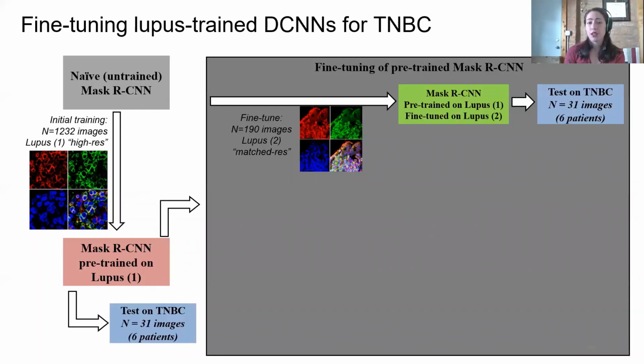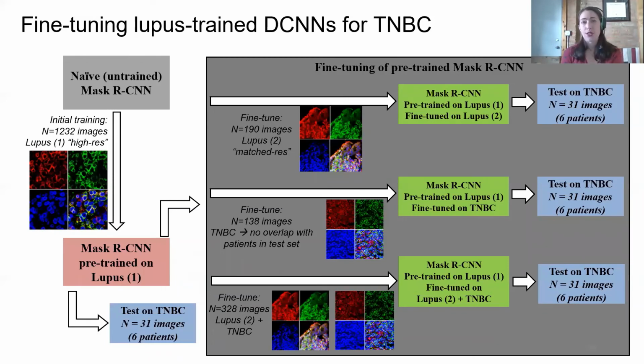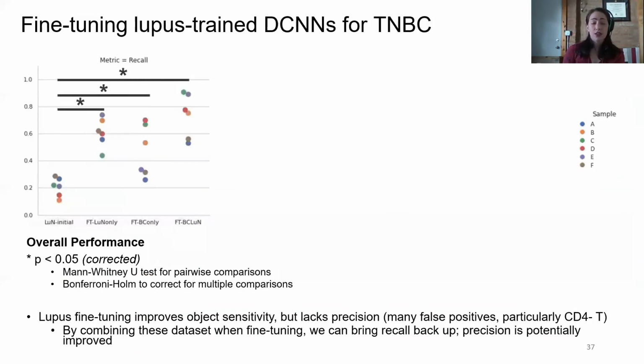First is to fine-tune with the matched resolution lupus, because the TNBC images have the same resolution as the highly multiplexed lupus data set. Second is to fine-tune with just TNBC. And third, to leverage all the ground truth we have, is to fine-tune with the merged matched resolution lupus and TNBC data sets.